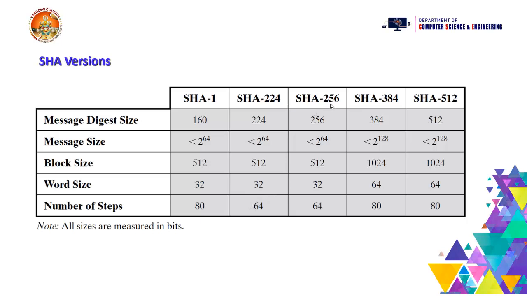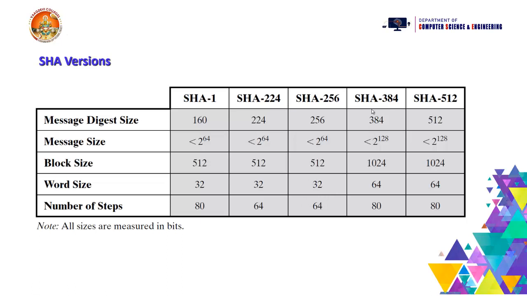Next, secure hash algorithm 256. It will produce message digest as 256 bits, accept the message size up to 2 to the power of 64 bits. It will divide the message into 512-bit blocks. Word size is 32-bit and number of steps performed in a single round is 64.